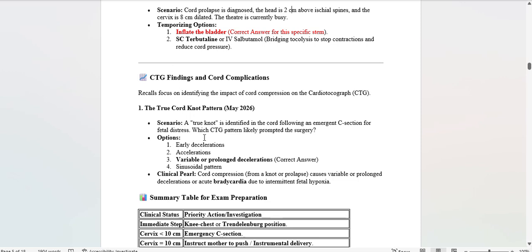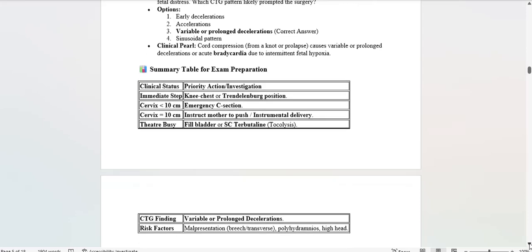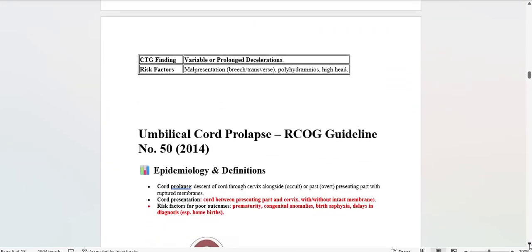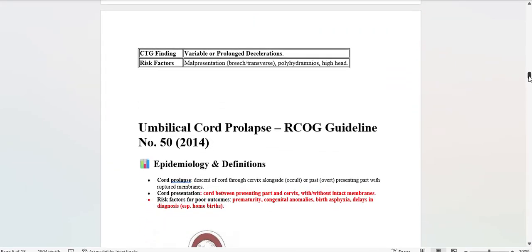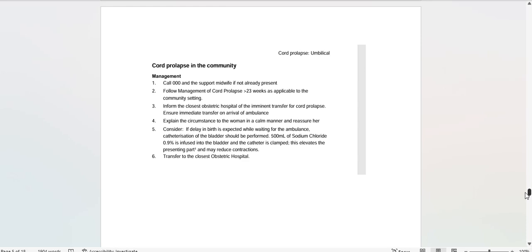So next recall: a true knot is identified in the cord following an emergency section for fetal arrest. Which CTG pattern? We already did this, right? So it's just repetition of the same recalls. We already read this. Let's go back to this chart.